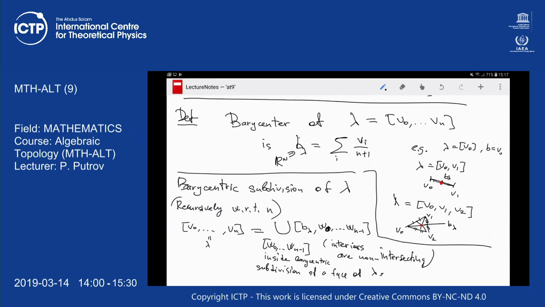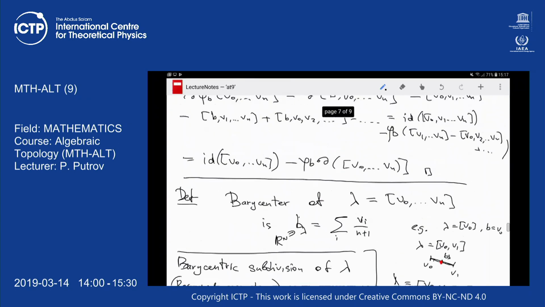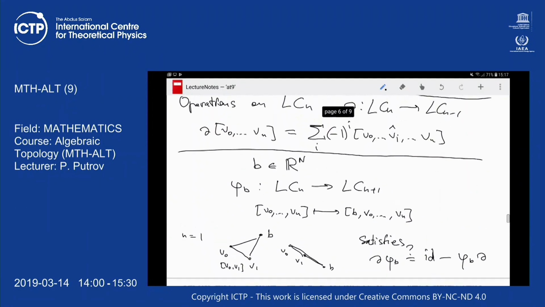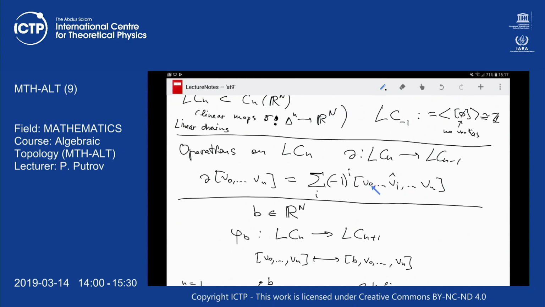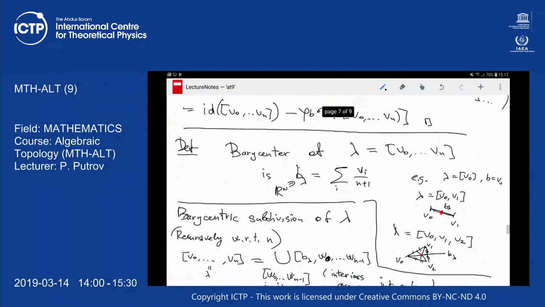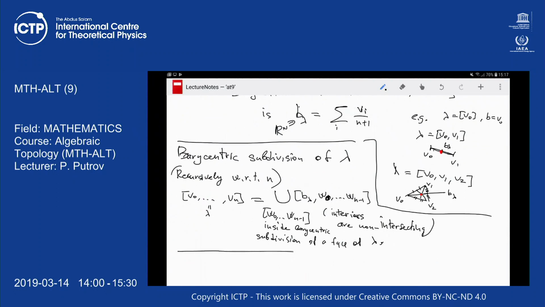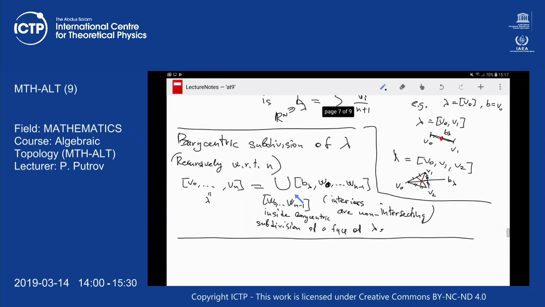So the face of lambda, again, as we had for the usual simplices, is what you get when you act by the boundary derivative. So all elements which appear on the right hand side are faces of lambda. So the face is what you obtain by removing one of the vertices. So this is quite formal. Let me give you some examples so it is a bit clearer what this geometrically means. So I want to define it recursively with respect to n.